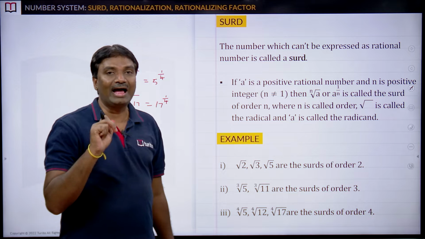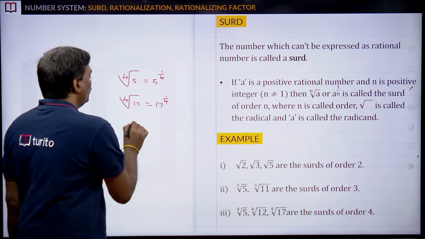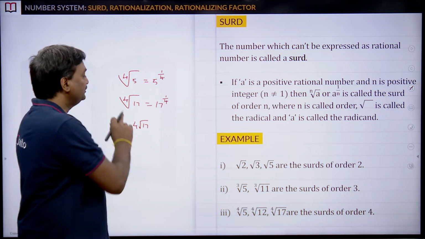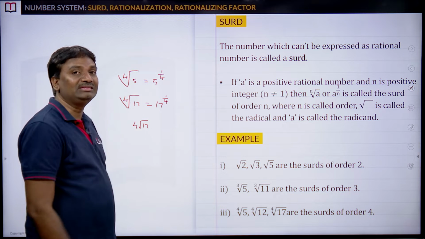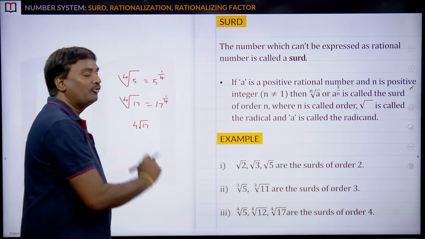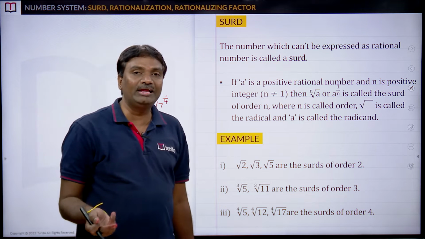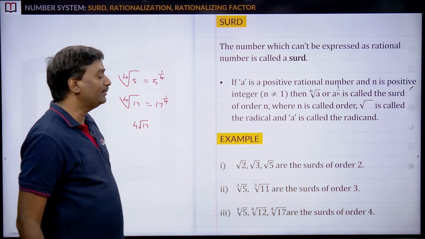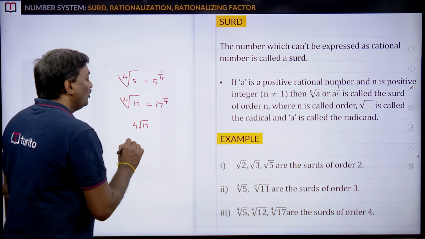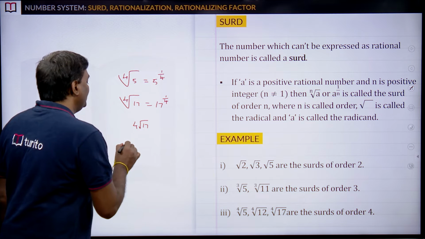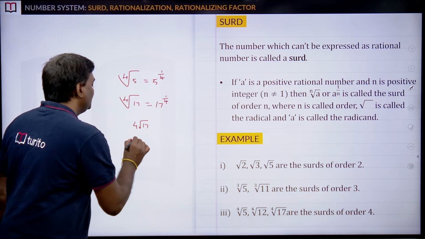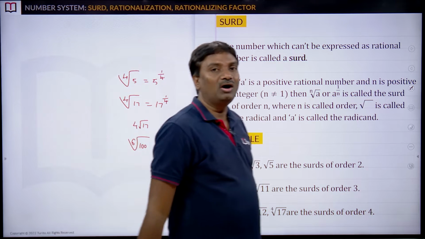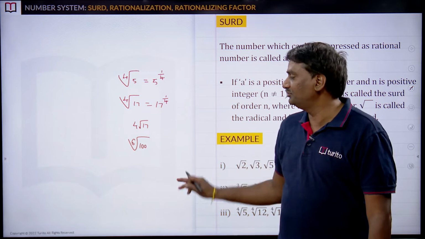Do not read that as 4 into root 17. 4 into root 17 means we multiply root 17 by 4, but both are different. Fourth root of 17 means 17 power 1 by 4. So, both are different. If I ask you what is the order of the surd sixth root of 100?